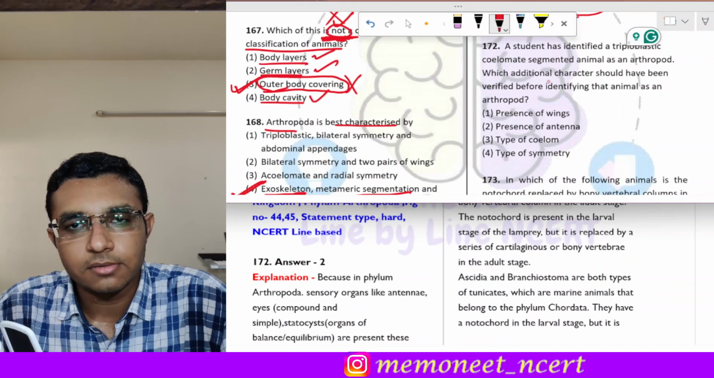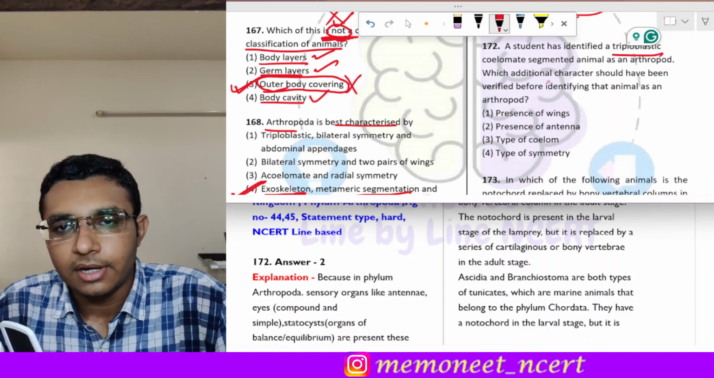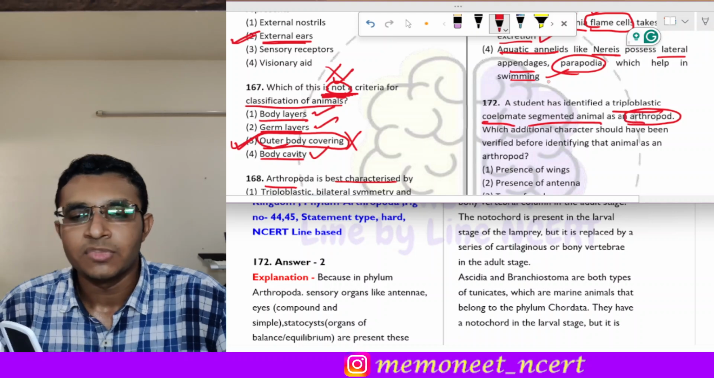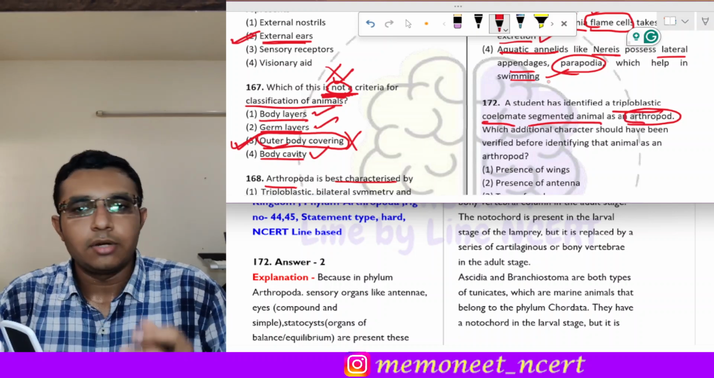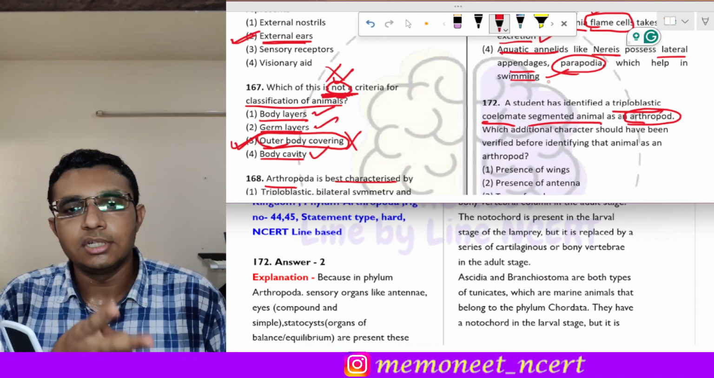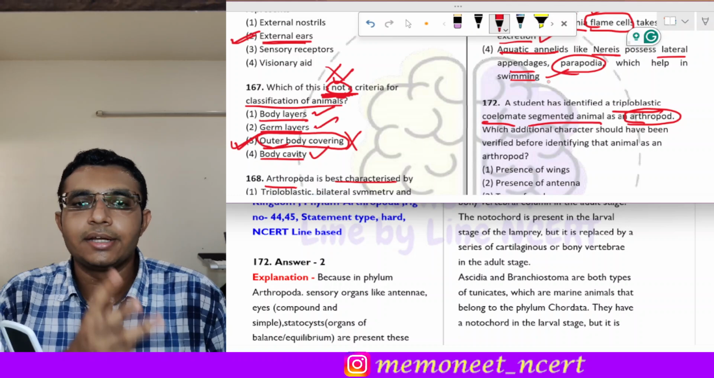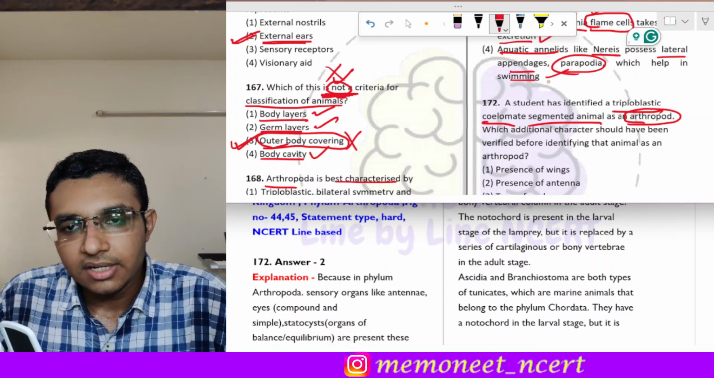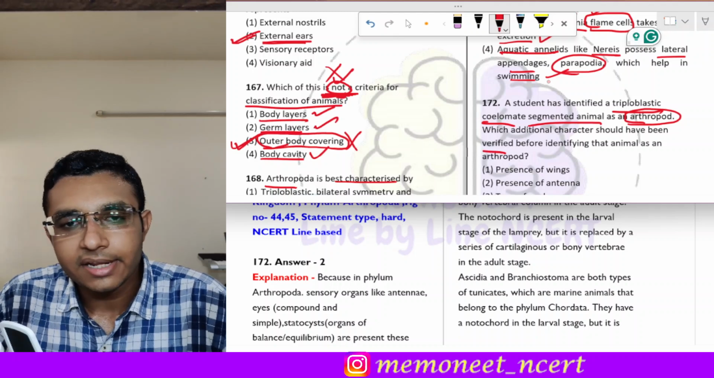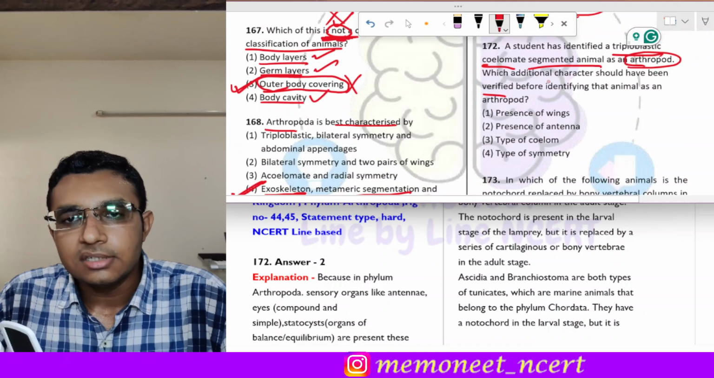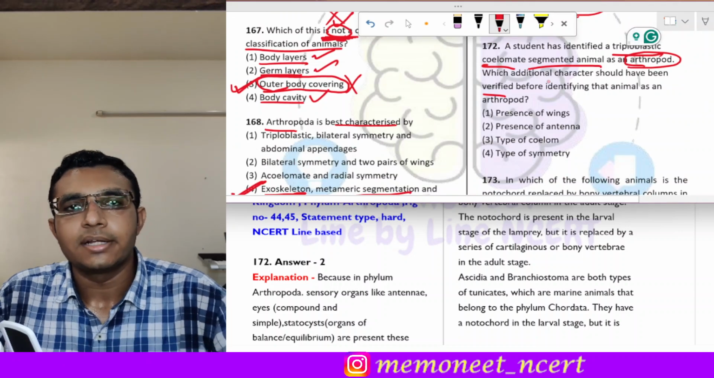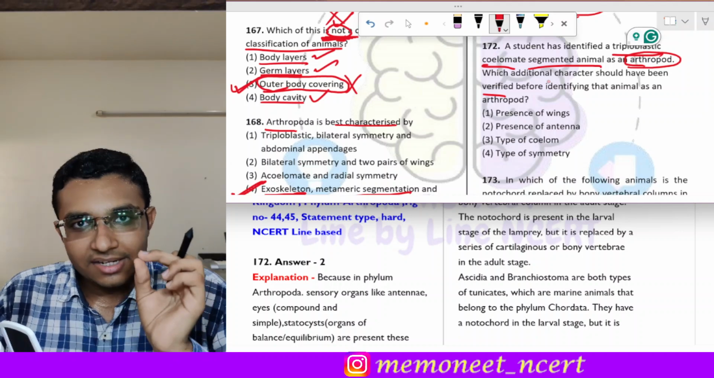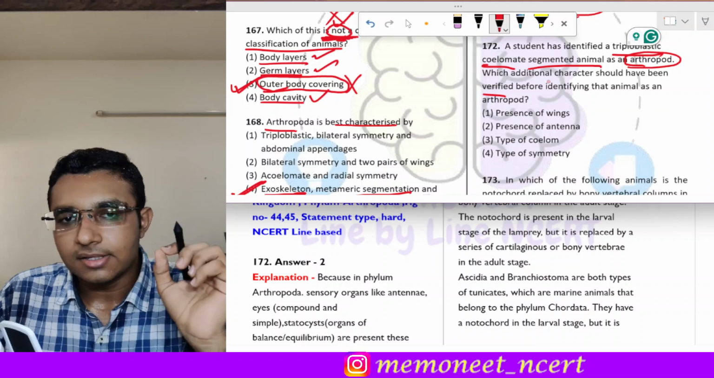The question 172 states that a student has identified a triploblastic, coelomate and segmented animal as an arthropod. So a student found an animal and it was first of all triploblastic, then it was coelomate, means it had a true body cavity, and it was segmented, and the student identified it as an arthropod. But what additional character should have been verified before identifying that animal as an arthropod? So these three are characters of arthropods, but these three characters also belong to certain other phyla. So to characterize that organism as an arthropod, a certain characteristic should be present.